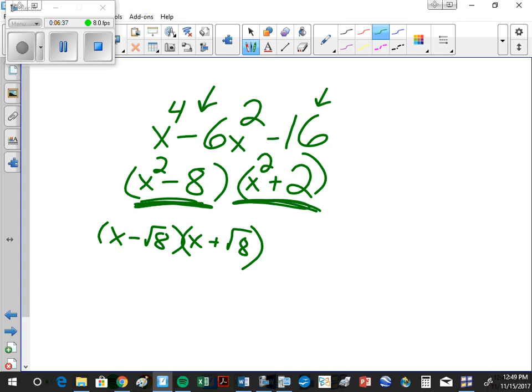Does this one factor? No, because why isn't it x minus root 2 and x plus root 2? It's a positive 2. So it has to be a difference of perfect squares. The sum of perfect squares doesn't factor. Today, next time we meet it will. But right now it doesn't factor. So we would just leave it like this.